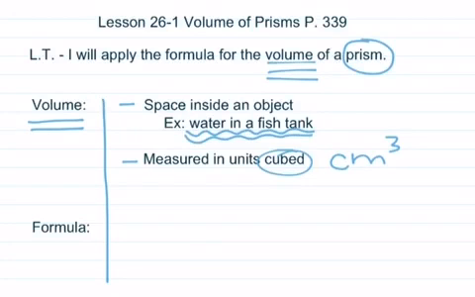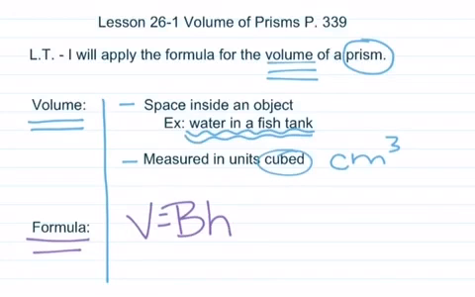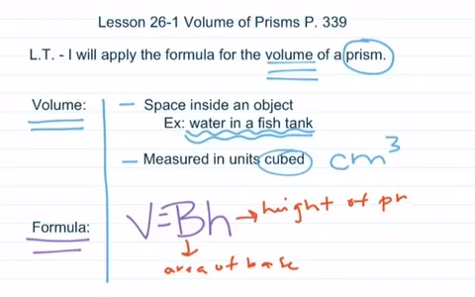Okay, so let's look at our formula. And guys, you do not have to memorize these formulas. You will be allowed to use a formula sheet anytime you have any kind of assignment or assessment. However, you have to know what the variables mean, or the formula sheet is not going to help you. Just like in surface area, the capital B is the area of your base. The H is the height of the prism. They mean the same thing in surface area and in volume.